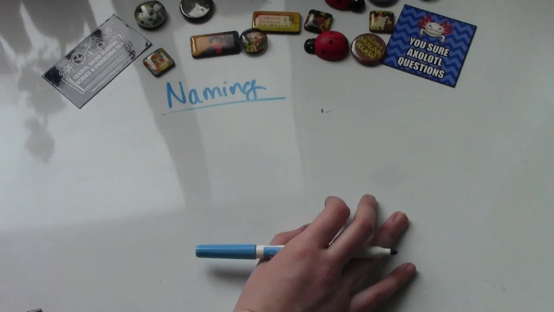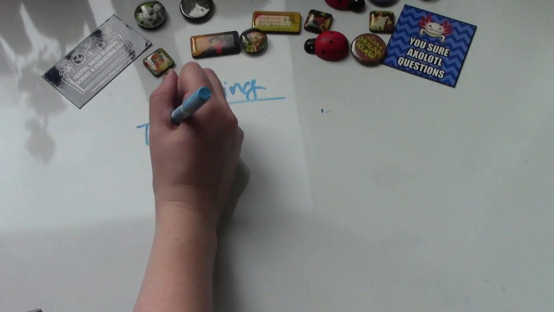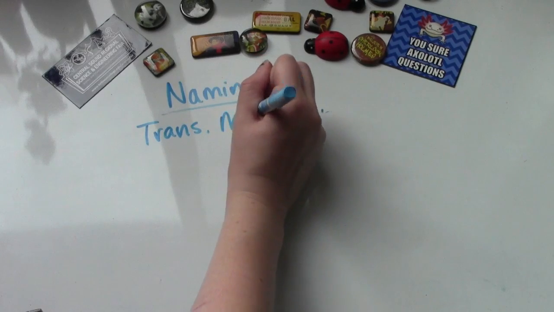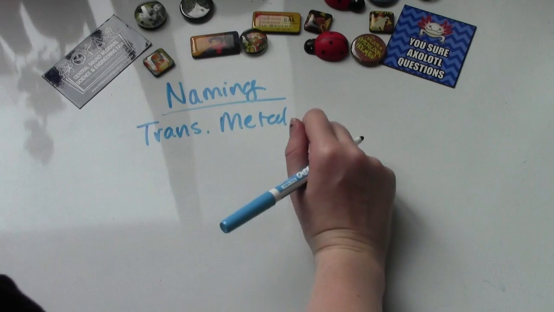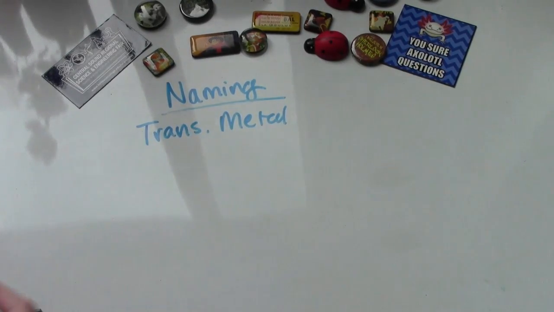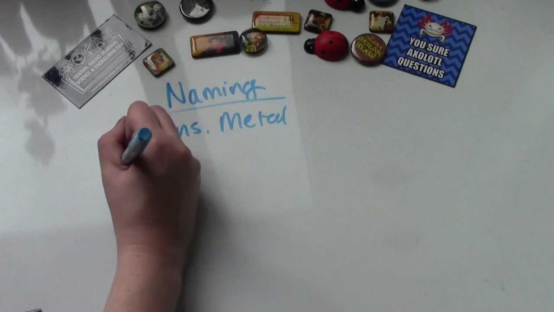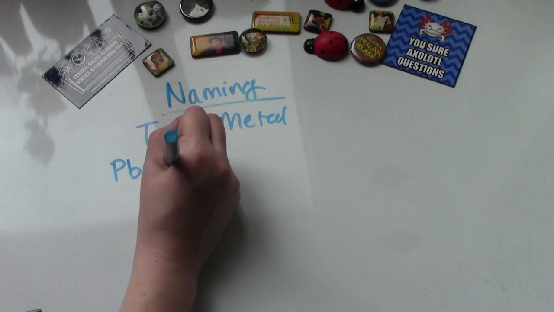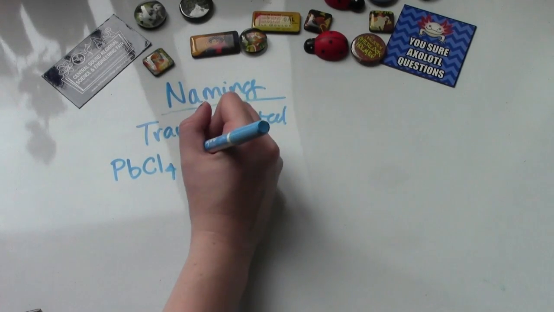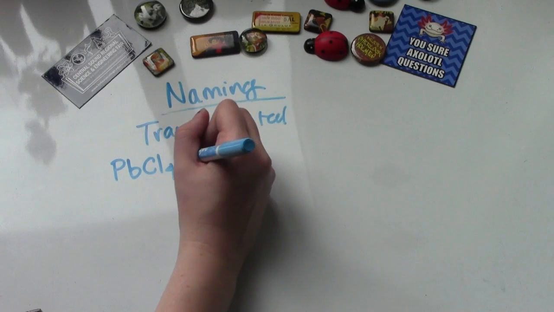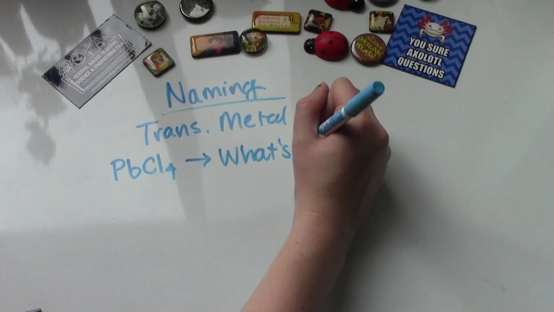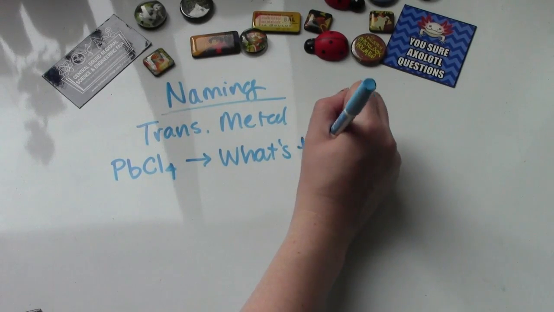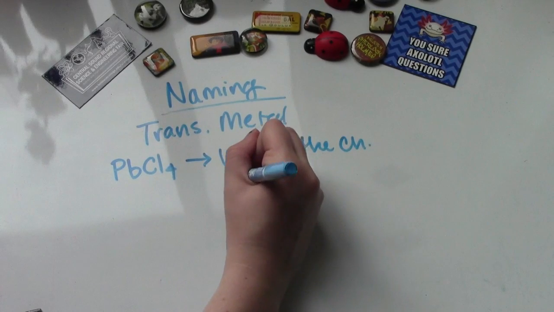Non-predictable names include things like transition metals. The reason is that there are changes in charges and electrons, so you have to do a little bit more work with that. For example, if we had PbCl4, lead chloride in this case, how do we find the charge on the lead ion? What's the charge on the lead ion?